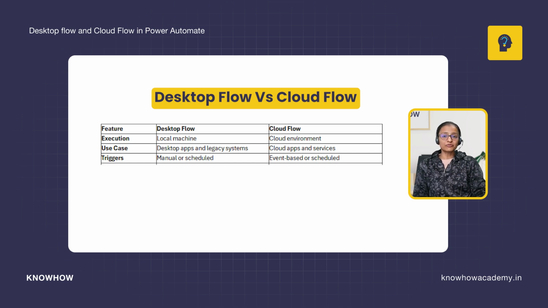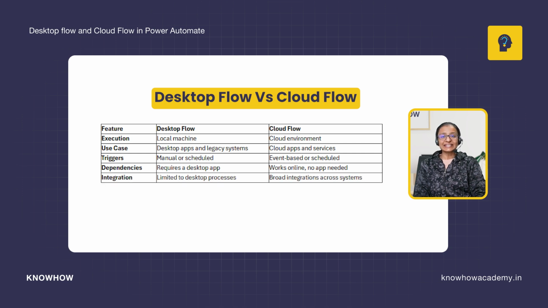Now let me tell you the fourth difference, that is dependency. That means if you want to execute a desktop flow, then you need to use the Power Automate desktop application. But remember, if you are using a Mac computer, then the Microsoft Power Automate desktop application will not work on that machine. So for that you need to install a virtual OS on the Mac, and then you can use it. But a cloud flow will execute on any operating system, irrespective of machine dependency.